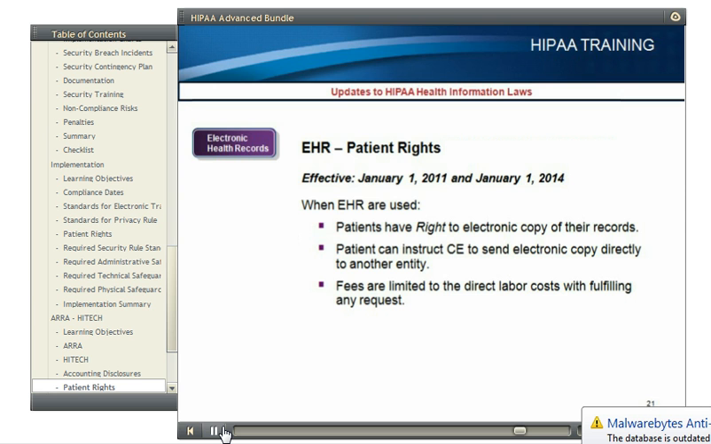EHR, Patient Rights. Effective January 1st, 2011 and January 1st, 2014. When EHR are used, patients have the right to an electronic copy of their records. The patient can instruct the CE to send the electronic copy directly to another entity. Fees are limited to the direct labor costs of fulfilling any request.